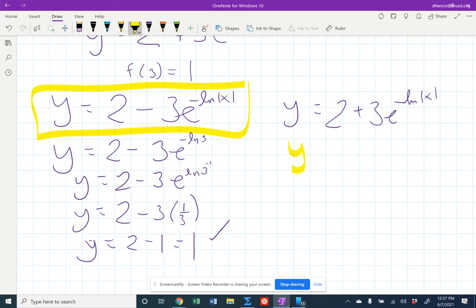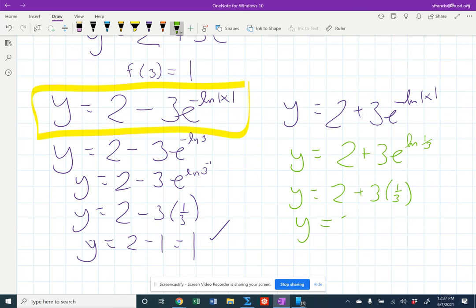If we do something similar on this side, let's see, e to the natural log of 1/3. I'm skipping steps over here just so you can see it. When those cancel, you're going to be multiplying by 1/3, so you're going to end up with 3 as the answer, which is not the one we want, because when I plug in 3 for x, I should get 1 for y, not 3. That's why we want this one up here, because this one is the one that gave us the correct answer.